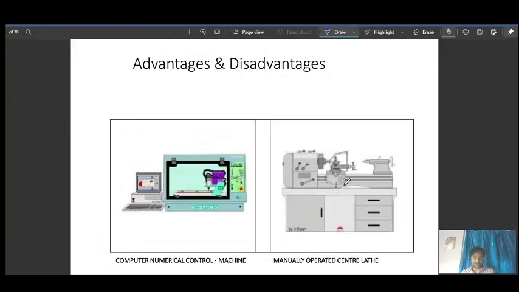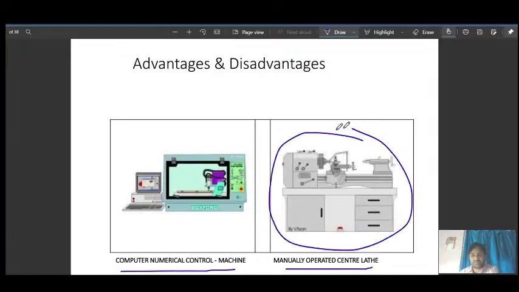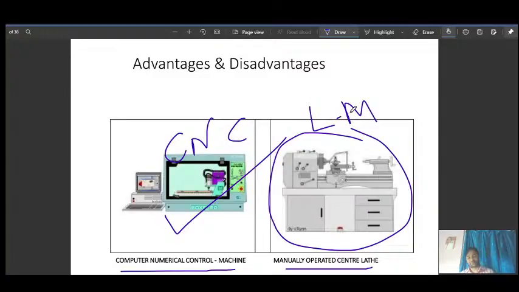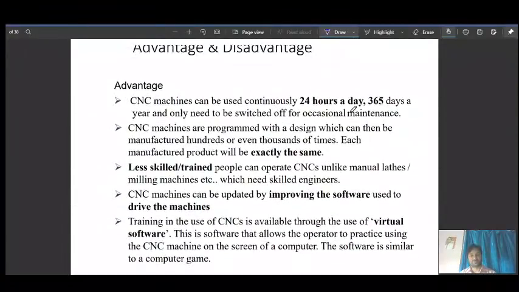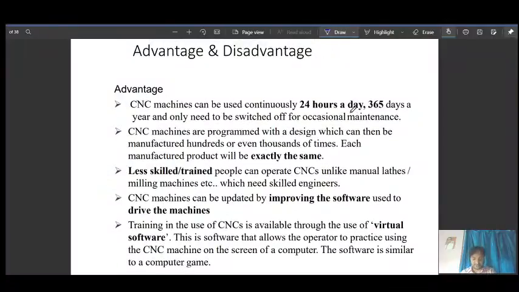So, the advantages and disadvantages of a CNC controlled machine over a manually operated machine. As you can see here, this is a manual machine and here a CNC machine. So what are the advantages and disadvantages? We will see them one by one. Of course, the first point: it can run 24 hours a day, 365 days a year, and only needs to be switched off for occasional maintenance.